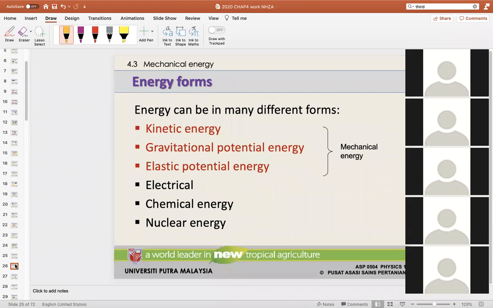So what are the different types of energy? We have kinetic, we have gravitational potential energy, we have elastic potential energy. These three are mechanical energy, which means it's a moving type of energy. Then we have electrical, we have chemical, and we also have nuclear. So we're going to focus on kinetic, gravity, and elastic for this course.